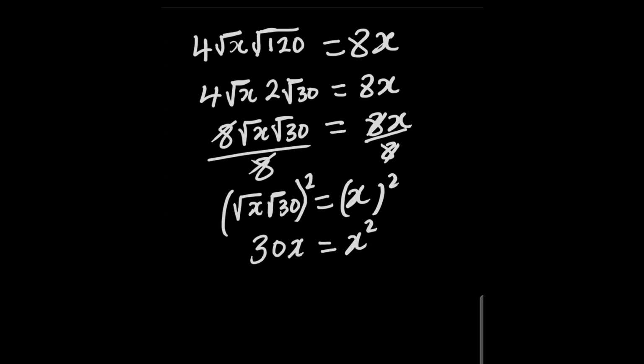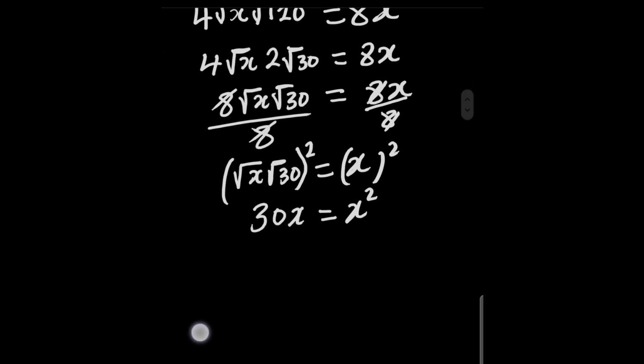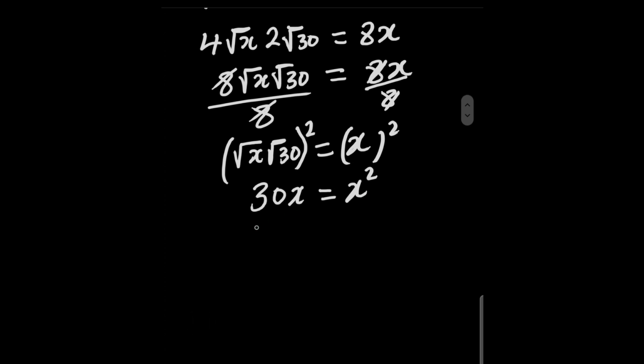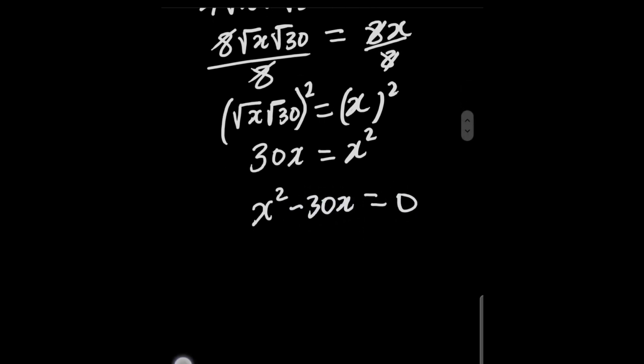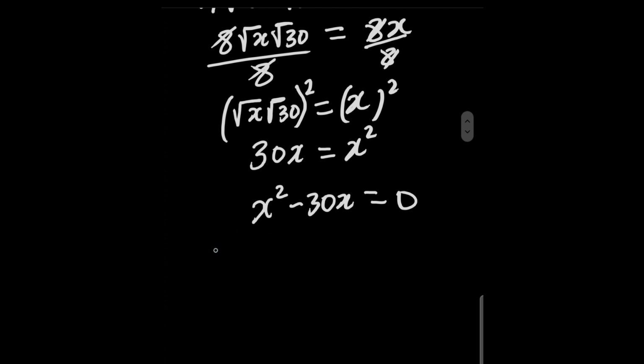Now the next thing we're going to do, as you can see, we have x squared in the right hand side and we have 30x in the left hand side, so we can bring them together. Here we have x squared, and we take this 30x to the right hand side, it becomes negative 30x, which is going to be equal to 0. We have something in common here. x is common, so we're going to factor out x. Then x squared divided by x, it will remain only x, minus 30x divided by x, it will remain only 30. Everything will be equal to 0.